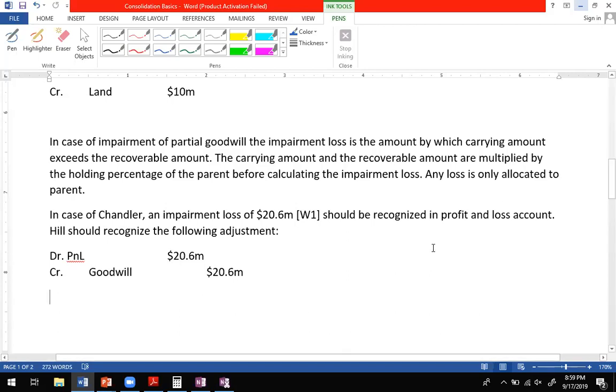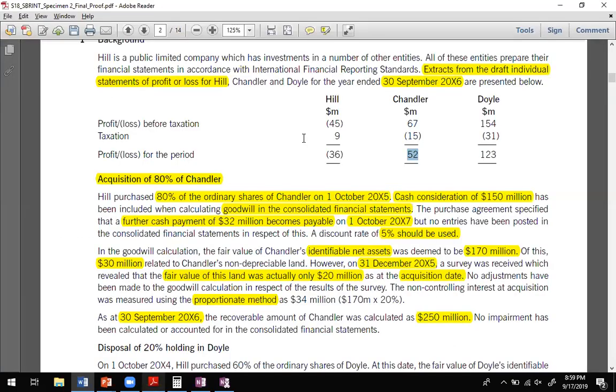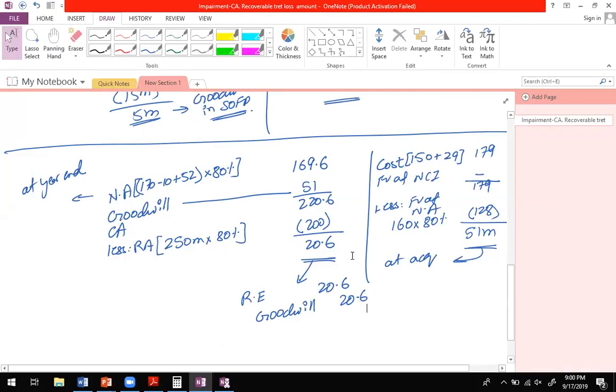Julie is saying did not understand 52 million in the net assets. Julie, basically, the question had mentioned that the profit during the year was 52 million. And the net assets at the date of acquisition were how much? 170 minus 10. And the date of acquisition was 1st October 20X5 when we were testing for impairment after 1 year.